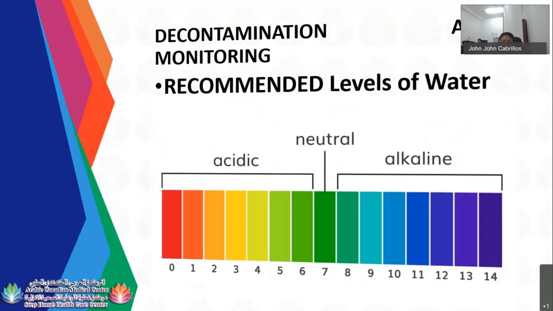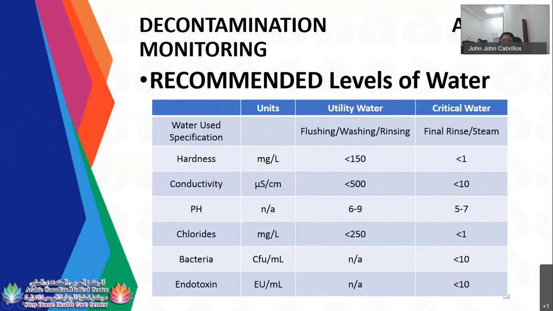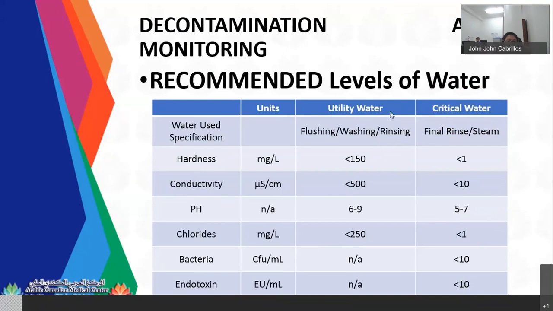So as you can see, the critical water, which is distilled water, they are asking the pH of 5 to 7. Okay, 5 to 7. Usually for pure water or your distilled water, it should be neutral. It should be neutral. So as per the recommended level in CSSD, in ESHAPS, it's 5 to 7 for critical water.